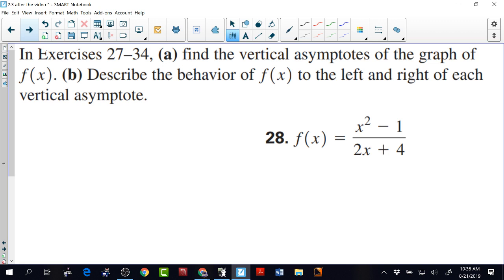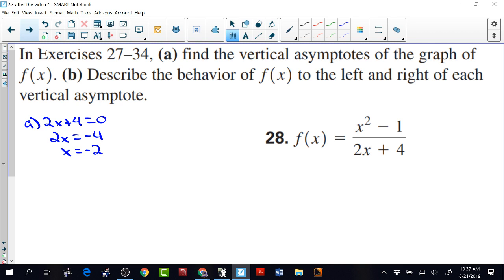Find the vertical asymptotes of the graph of f of x. Describe the behavior to the left and the right of each asymptote. So part A, 2x plus 4 equal to 0. 2x is equal to negative 4. X is equal to negative 2. So there's your vertical asymptote. Vertical asymptotes happen where the denominator is equal to 0. But now we have to describe the behavior without a calculator.